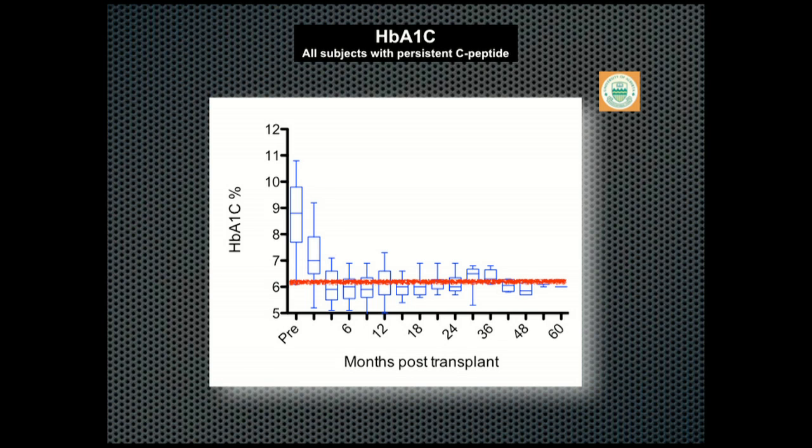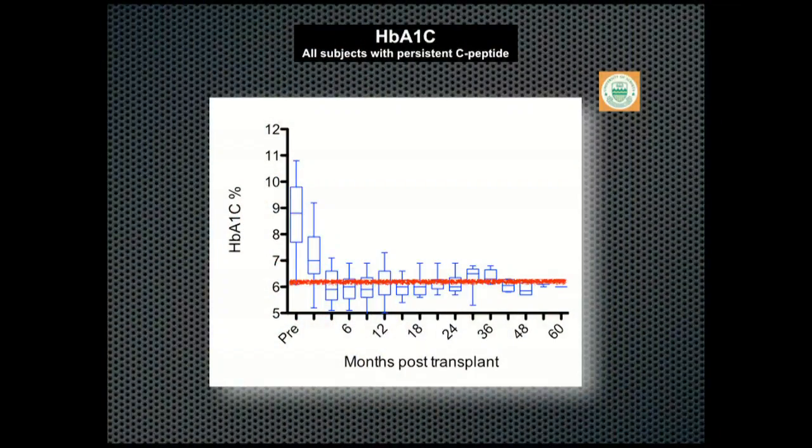Now, I mentioned the hemoglobin A1C, the glycated hemoglobin, this marker in the bloodstream. It tells you how good the blood sugar control is. And you can see at the beginning where it says pre there on the left-hand side of your screen that the levels are around 8 or 9%. And the red line is the sort of threshold of what a normal person would have who doesn't have diabetes.